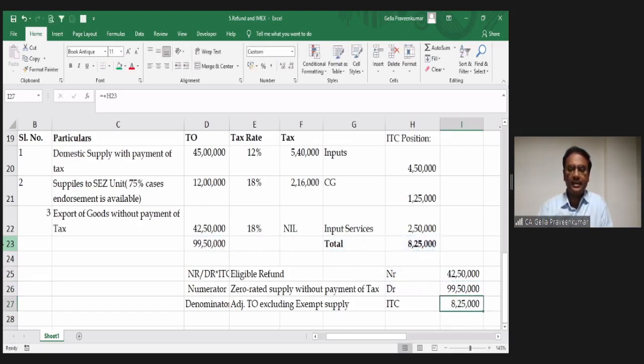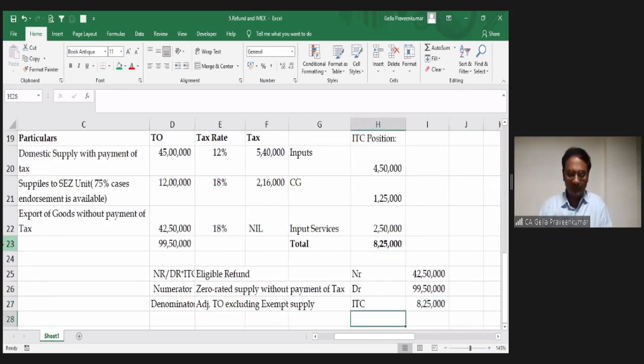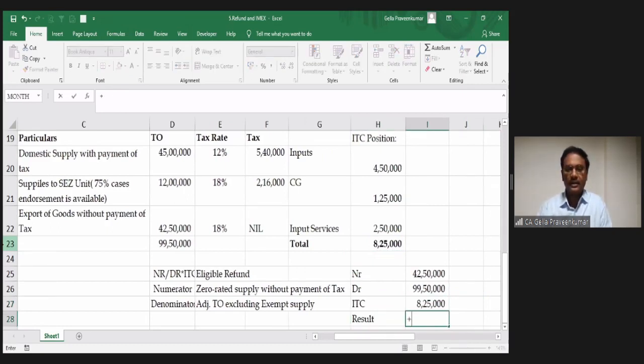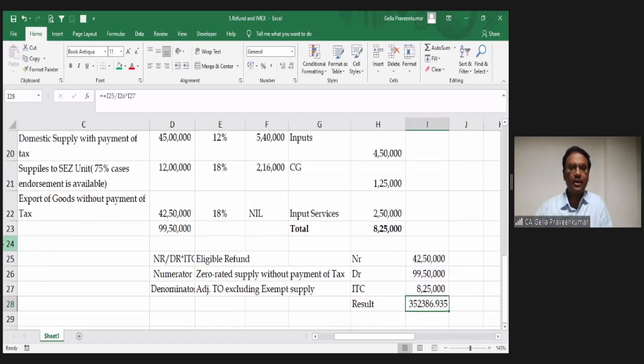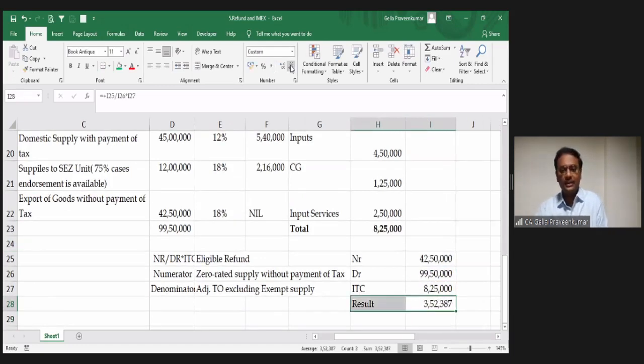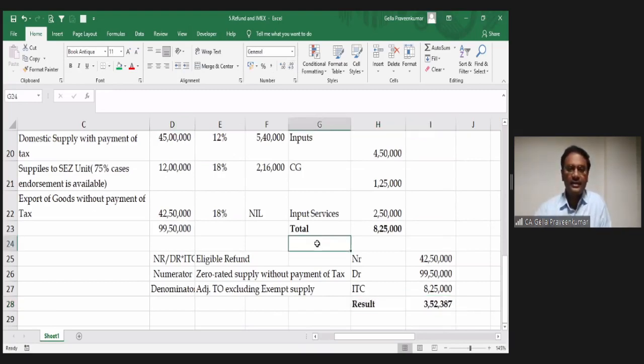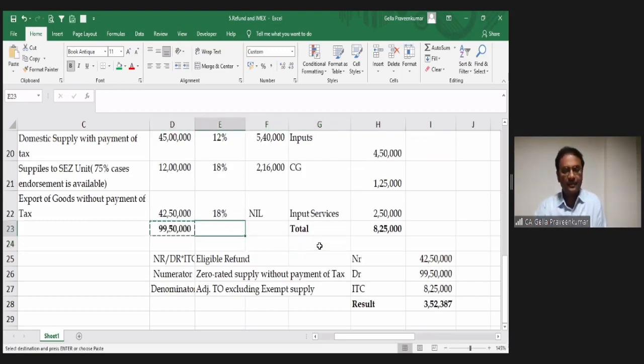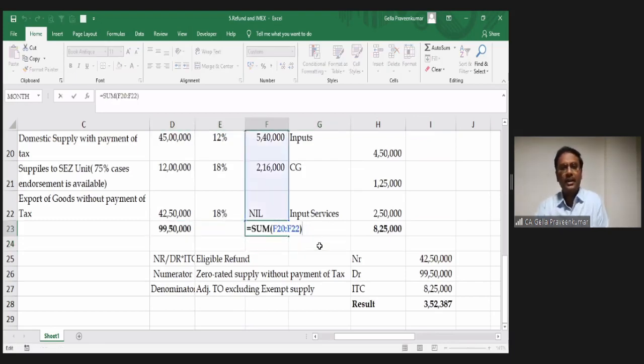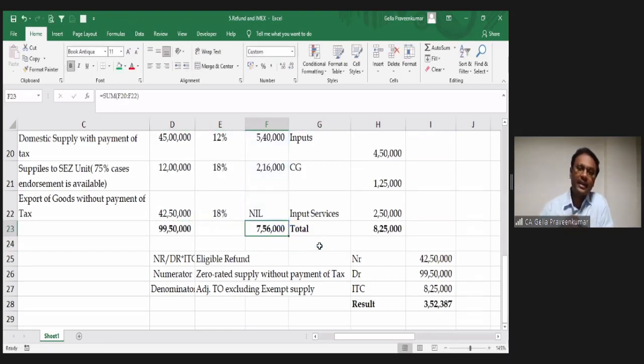Now, here my result will be my numerator divided by denominator into input tax credit. How much am I getting? 3,52,000. Now, here, if you see a simple mathematics, my input tax credit I have used to the extent of 7,56,000.